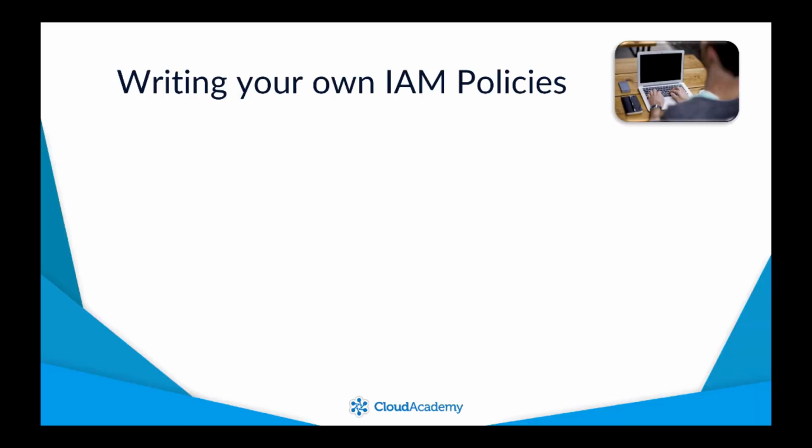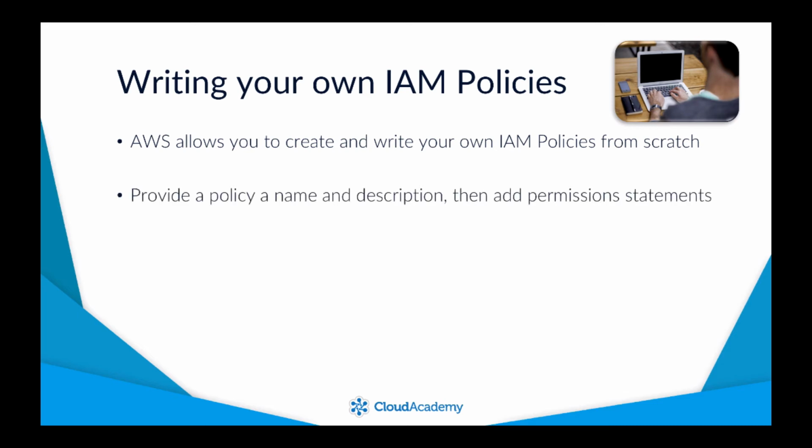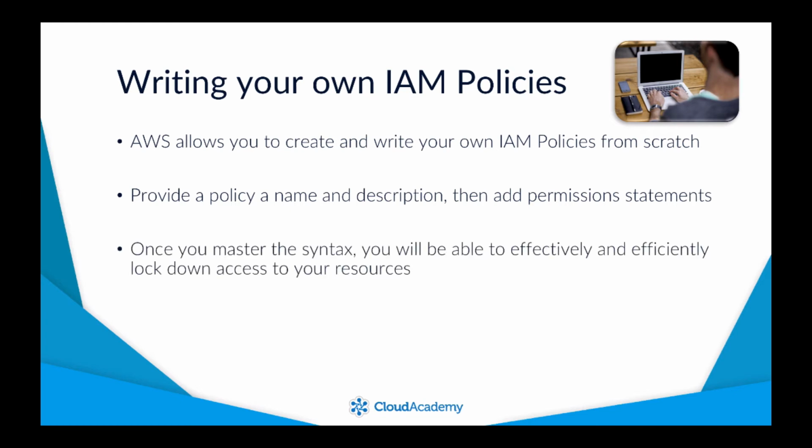So far, we have covered how to create IAM policies from both an AWS managed perspective and via the policy generator. However, if you are completely at ease writing your own JSON scripts and want to define your own tight and well-written IAM policies, then you have this option available to you as well. All you need to do is to give your policy a name and a description, and then start writing your permission statements, authorizing any associated identities to access or restrict access to AWS resources. Once you get used to the syntax and benefits of writing your own policies, you will be able to effectively and efficiently lock down access to your resources to ensure they are only accessed by authorized API calls.